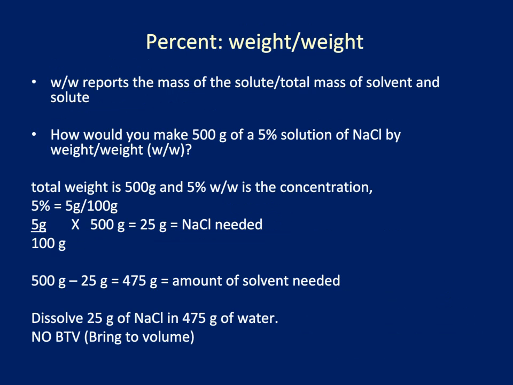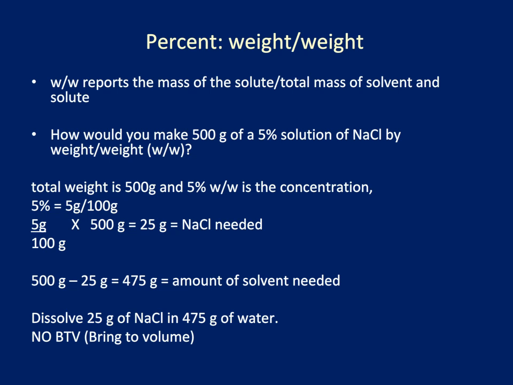Weight to weight reports the mass of the solute over the mass of the solute plus solvent. Let's look at an example. How would you make 500 grams of a 5% solution of sodium chloride by weight to weight? 5% is 5 grams in 100 grams.